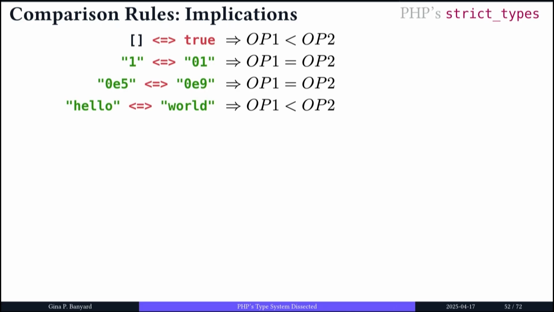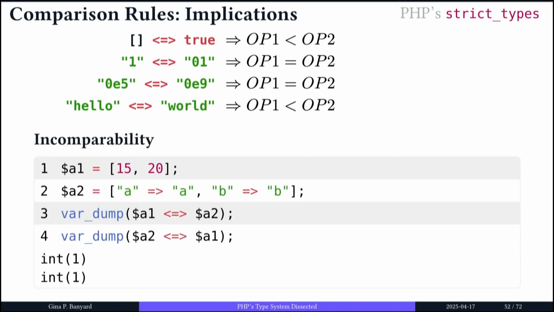An empty array compared with true: the empty array gets cast to false, so op1 is less than op2. Two numeric strings get compared numerically, so the string 1 is equal to the string 01 for very reasonable reasons. Similarly, with exponential notation, 0e5 and 0e9 are equal, because it's 0 to the power of whatever, which is the same as 0 to the power of whatever. And then you can do string comparisons. So for hello and world, the reason hello is less than world is that H comes before W. So obviously hello is before world.